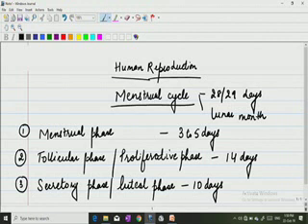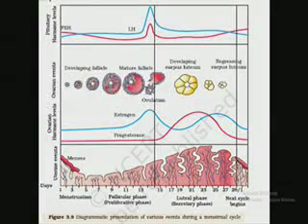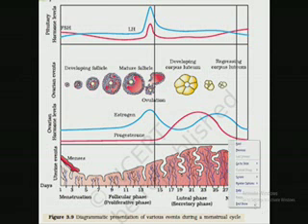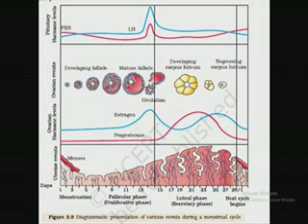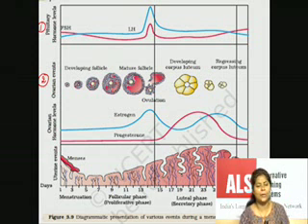Okay, fine. Let's proceed to this particular table and see what changes are happening over here. So, this is the first phase we are talking about in this cycle. We will divide the whole thing into 4 different parts. The first part shows the pituitary hormone levels. The second part shows what is happening in the ovary.